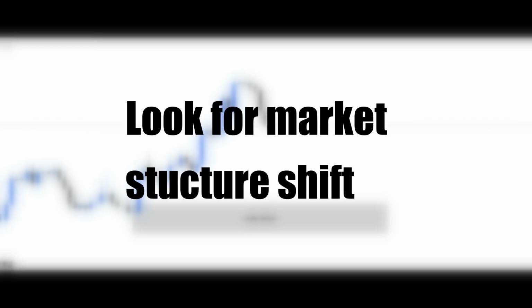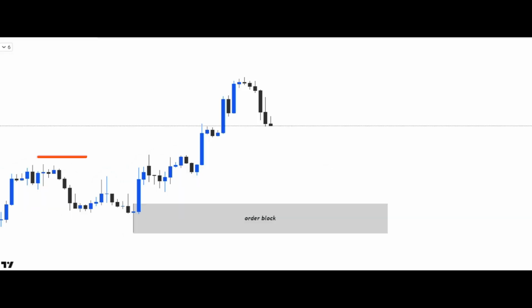Step 1. Look for market structure shift. Before identifying any order block, you need to see a clear break of structure. This confirms that the market has created an imbalance and institutions were likely involved.